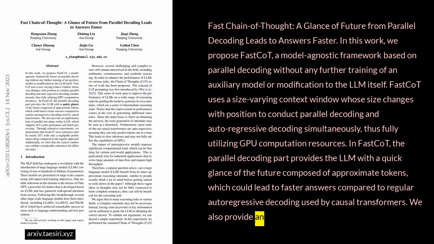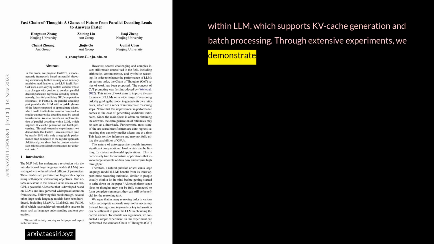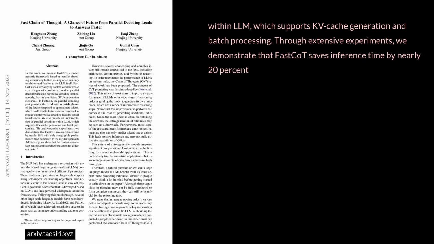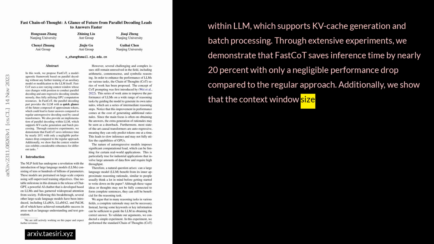We also provide an implementation of parallel decoding within LLMs, which supports KV cache generation and batch processing. Through extensive experiments, we demonstrate that FastCoT saves inference time by nearly 20%, with only a negligible performance drop compared to the regular approach. Additionally, we show that the context window size exhibits considerable robustness for different tasks.